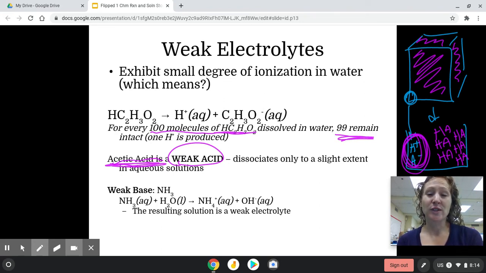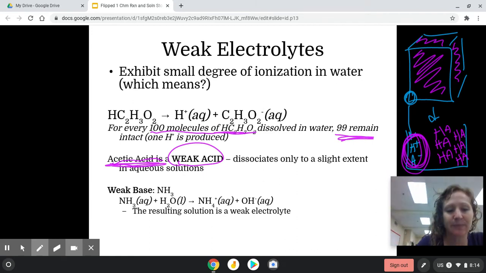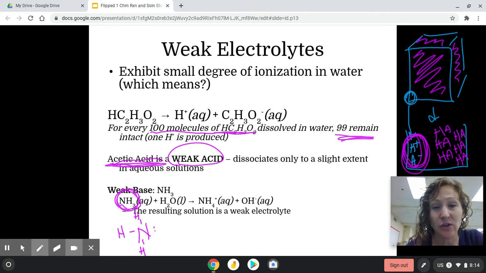Well, okay, so here's the catch on weak bases. Most weak bases don't produce hydroxide. Most weak bases actually interact with water and break water apart, and in breaking water apart, it produces a hydroxide. So our most famous weak base is going to be ammonia. Here we go, right here, ammonia. Okay, and here's what happens with ammonia. Ammonia, if I draw the Lewis dot diagram, looks something like this. And notice that nitrogen, which is an extremely electronegative element, has extra electrons on it.